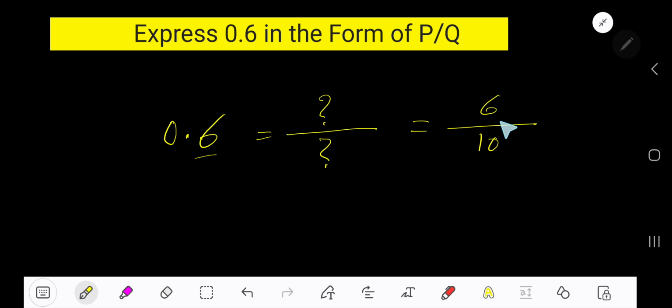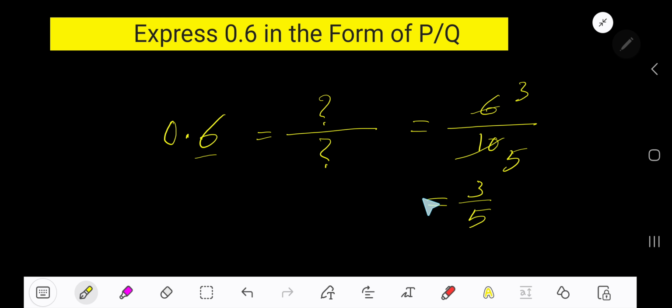Now we need to reduce this fraction. How to do that? We need to divide the numerator and denominator by the same number, which is called a factor. So this 6 is divisible by 2, and this 10 is divisible by 2. If you divide this 6 by 2, you will get 3. If you divide this 10 by 2, you will get 5. So we are getting 3 over 5. This is the reduced form.